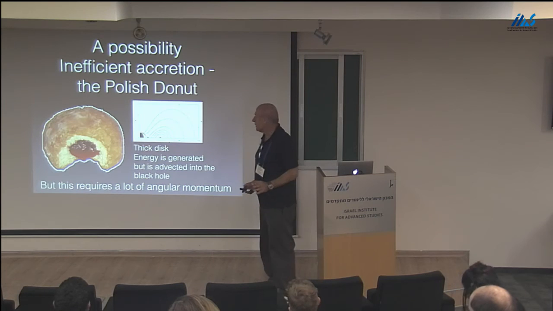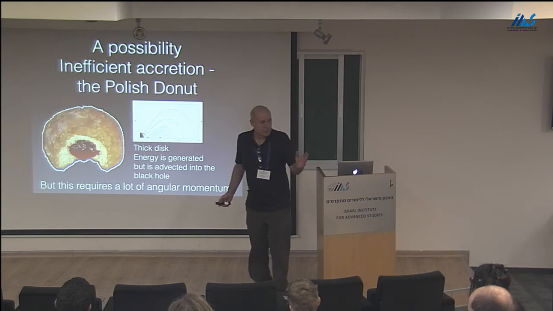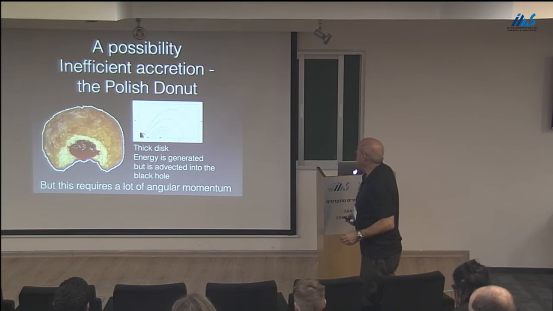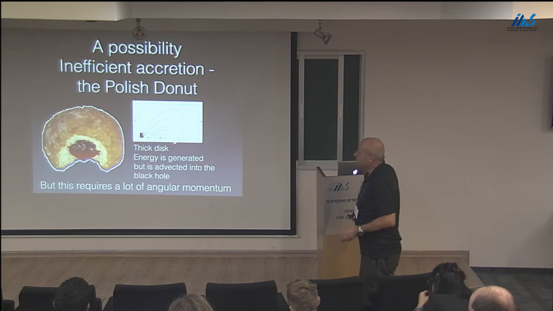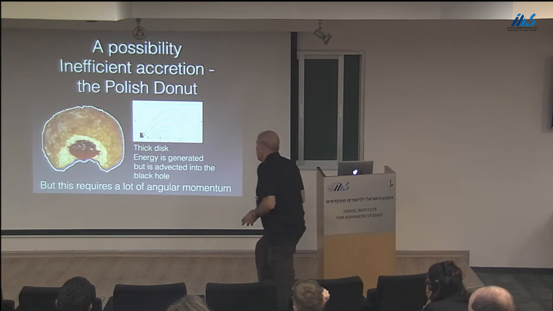So this is the Polish donut, and this is its structure. It's a thick disk, and Oleg here has worked a lot on modifying this model and working out its details. Energy is generated here, but it's all swallowed, advected into the black hole.